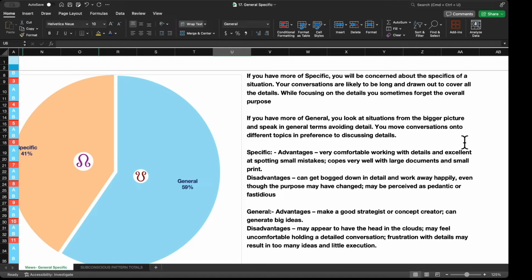And as usual, each one of us has both, yes? It's not black and white. Nobody is fully general. You have to be specific about some things. So in the questionnaire, you take about those 23 questions. You will find out quite quickly which is more dominant in your personality. That's what we are trying to address essentially.